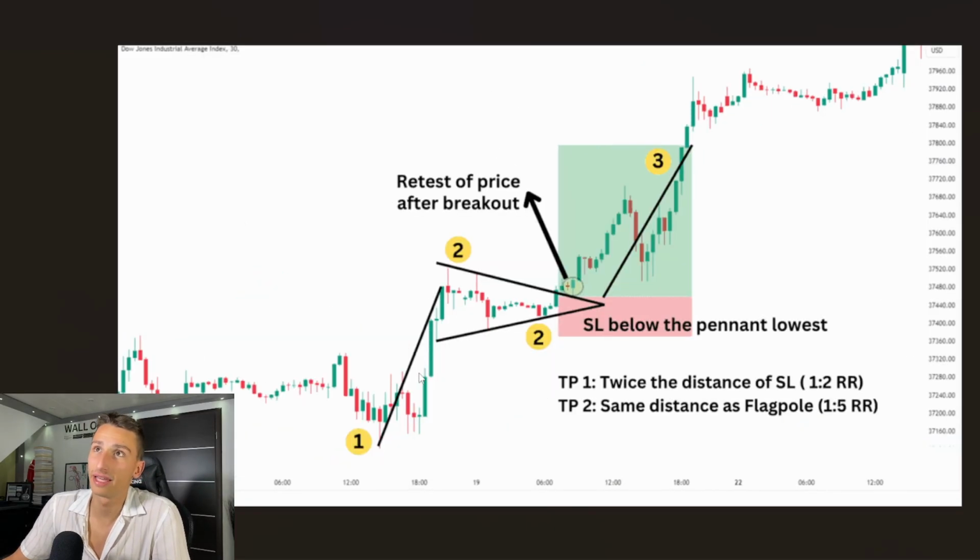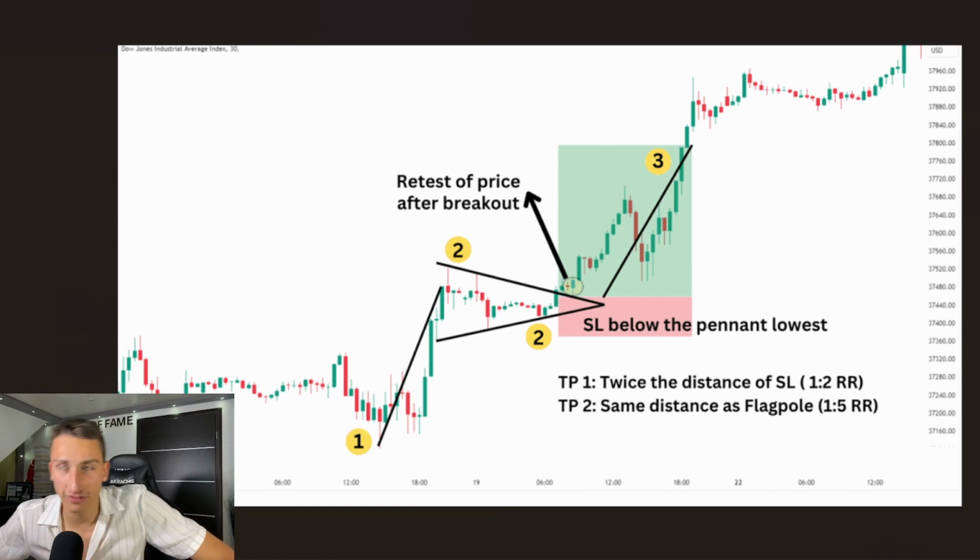Another one, again, pole, volatility shrinking, stop loss below the pennant, and bam, we are breaking it to the upside, retest of price after breakout, and wonderful, this bull pennant.